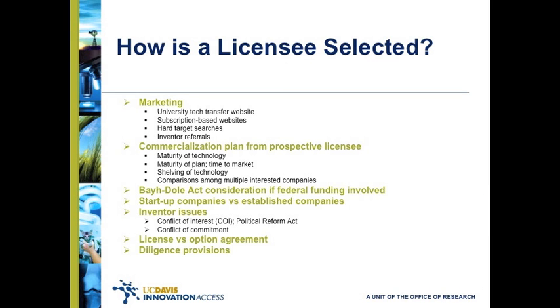Licensing. How is a licensee selected? Well, at the university, a licensee is primarily selected from response to marketing inquiries. When we get a prospective licensee, the company has usually viewed our information on our website or through subscription-based websites, or perhaps we've contacted them directly because we have reason to believe that the company may be interested in our intellectual property. Many times, our inventor has provided a referral to that company.